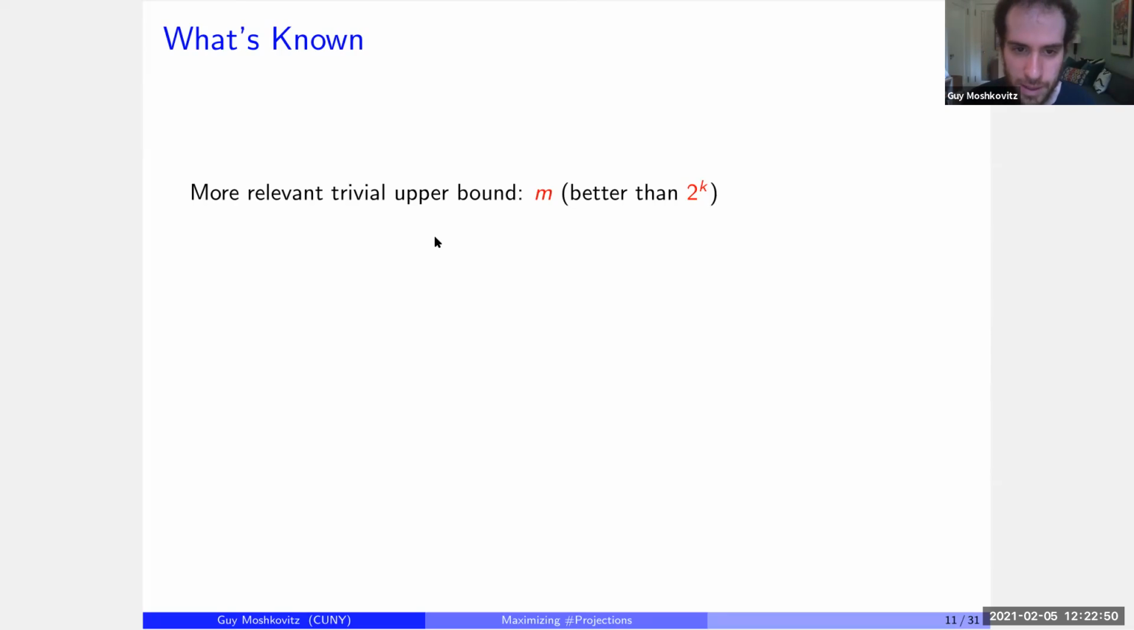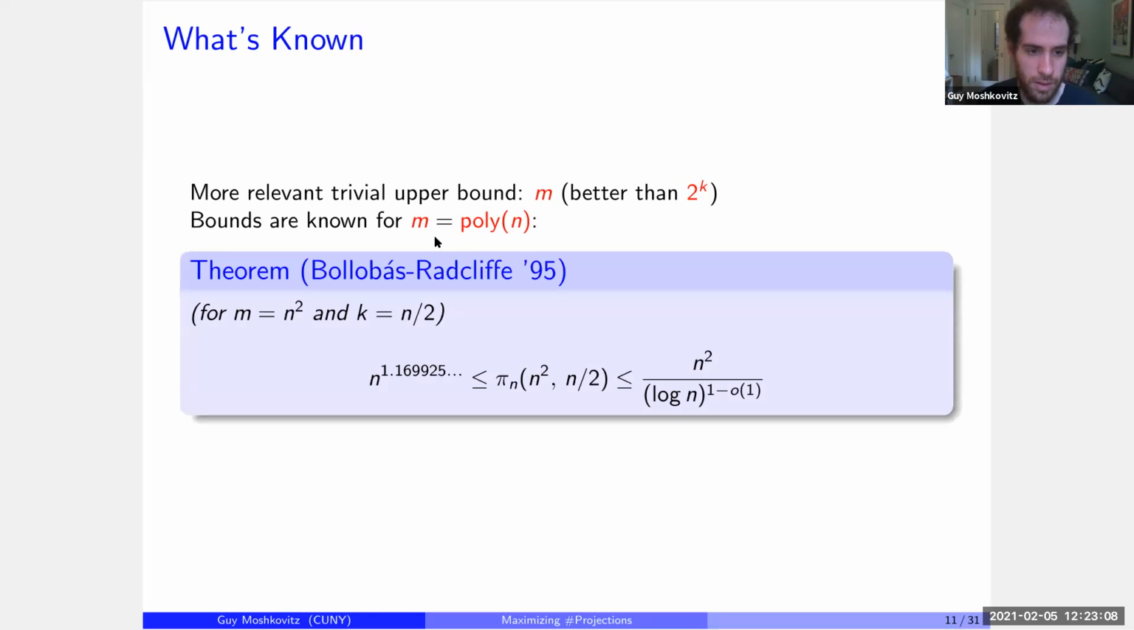So the enemy, what we're fighting against, the bound that we're trying to beat, is the trivial m as the number of projections. So in fact, there were some results known, at least for the case where m is polynomial. So m is very small, maybe n to the 10, this kind of size, n to some constant. That was by Bollobás and Radcliffe. And let me exemplify, just for concreteness, the result for the particular interesting case where m is n squared and k is 1/2 of the coordinates.